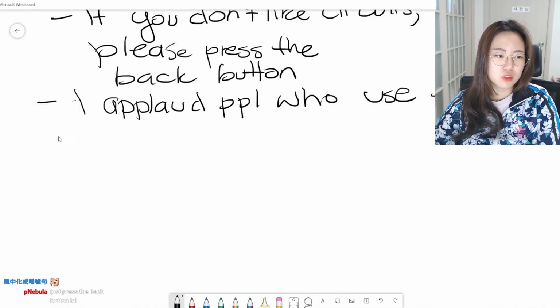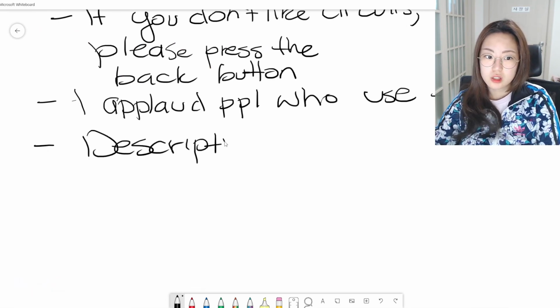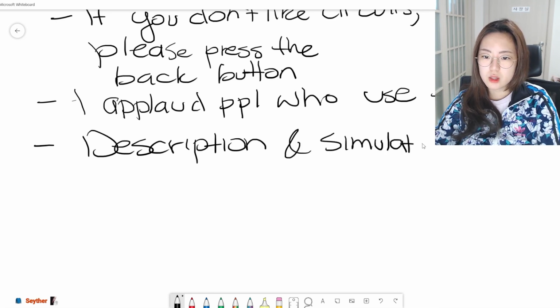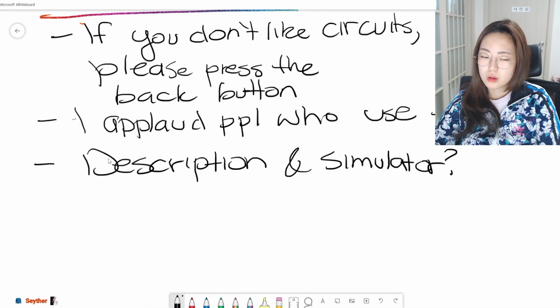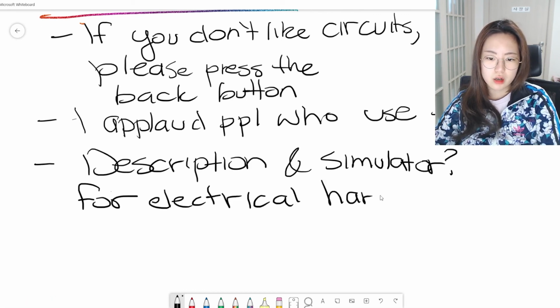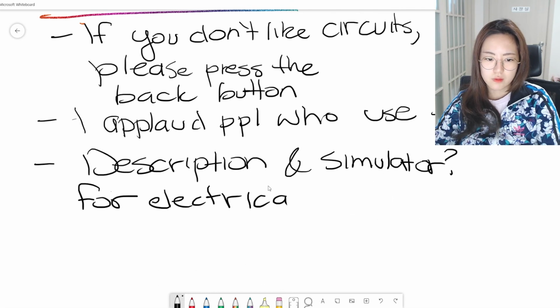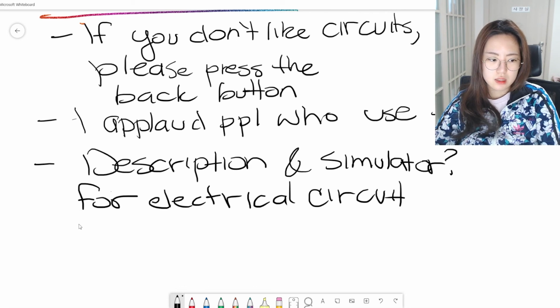Anyways, just the real conclusion, I want to say it's a description and simulator for electrical hardware. Electrical circuit. For electrical circuit inside hardware.